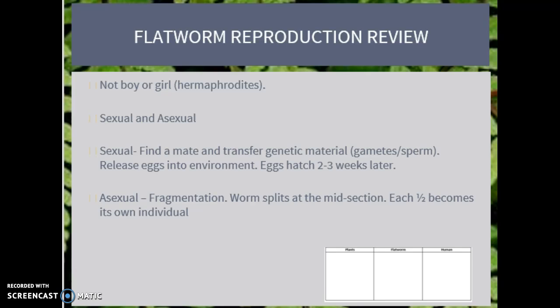So just as a review, flatworms are not boys or girls, they're hermaphrodites. They can reproduce sexually or asexually, either through an exchange of genetic material through gametes, which will produce offspring in 2 to 3 weeks, or through fragmentation where they split at the midsection and each becomes its own individual. So now we have completed the plants and the flatworms on the reproduction.